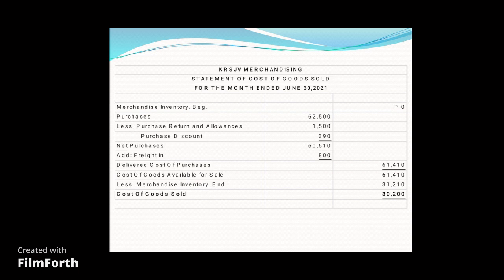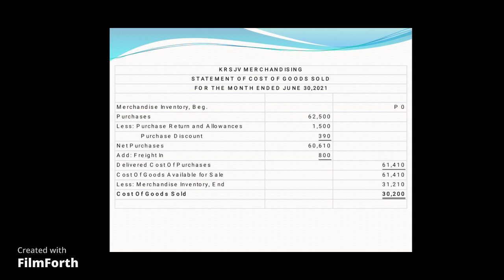In the formula, it includes merchandise inventory beginning. But in our problem, we don't have merchandise inventory beginning because Chrisjiv Merchandising is a new business. So, merchandise inventory beginning, 0. Purchases, 62,500 less purchase returns and allowances, 1,500, purchase discount, 390. So net purchases is 60,610 plus freight in 800 pesos.